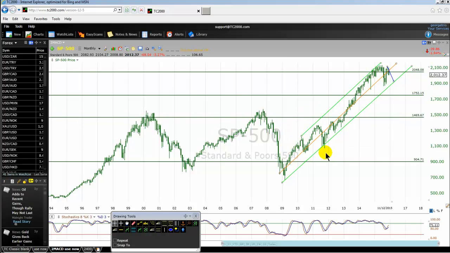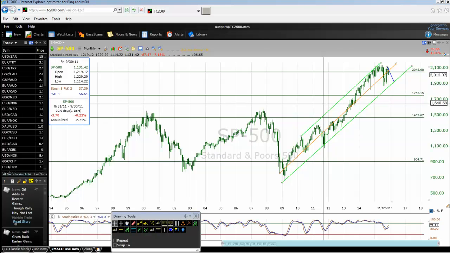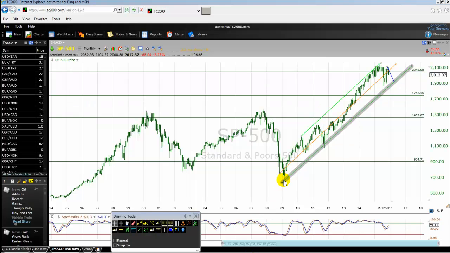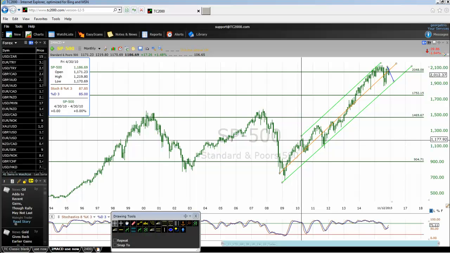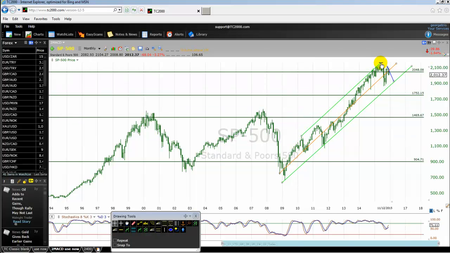And I also selected another low here. I want you to know which one I selected: the month of September 2011. That's how I draw this first line, using this low and this low. Then I selected the high of the month of April 2010 to draw a line that is parallel to the first one. Then I draw the median line.